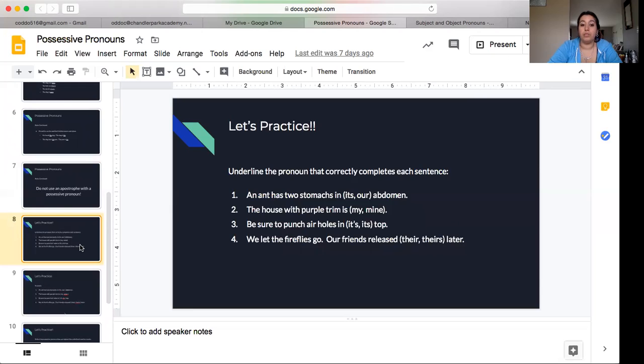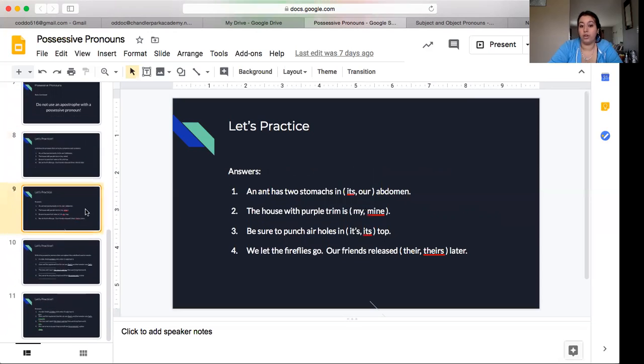Number 3, be sure to punch air holes in blank top. Is it its or it's? And number 4, we let the fireflies go. Our friends released blank later. Is it their or theirs?